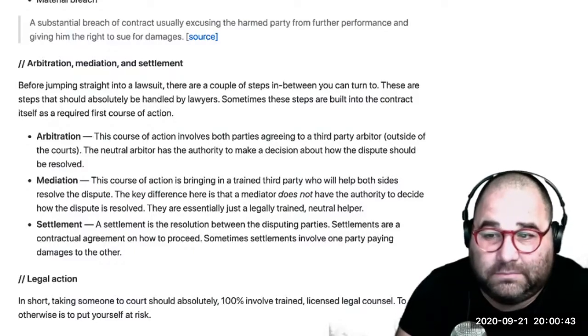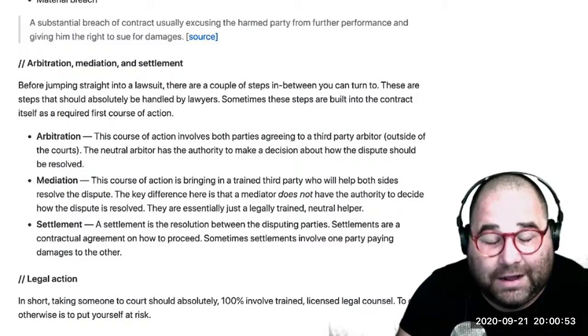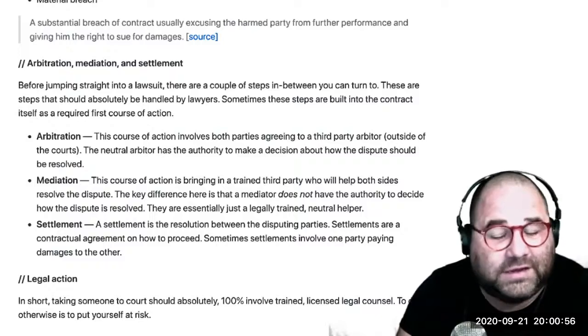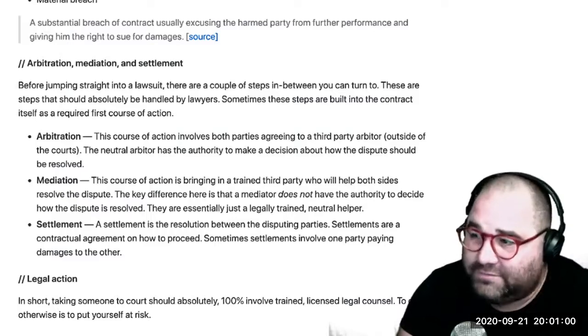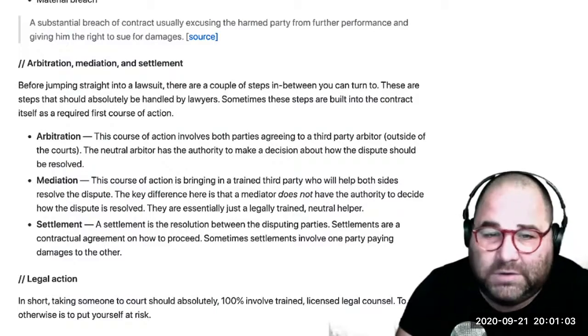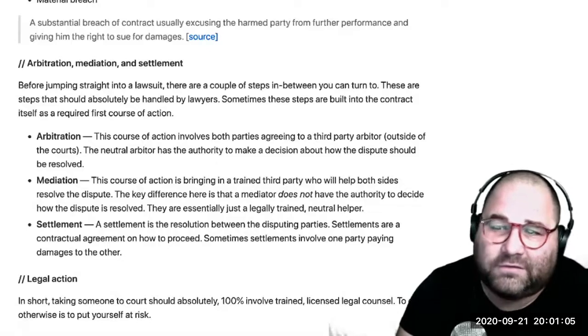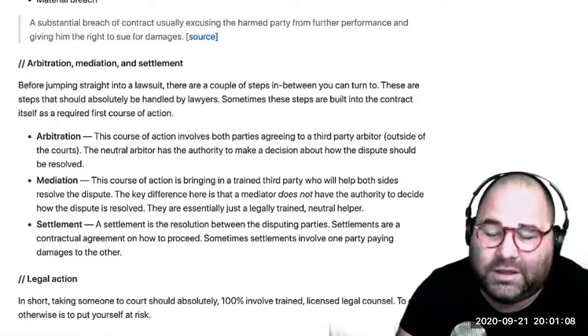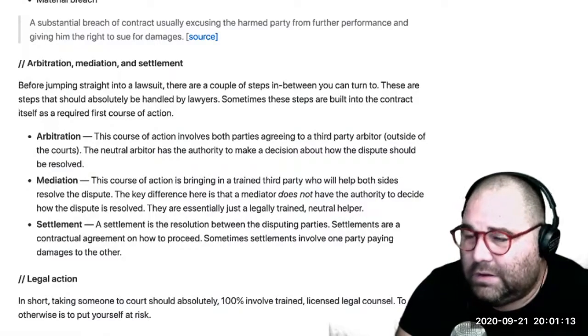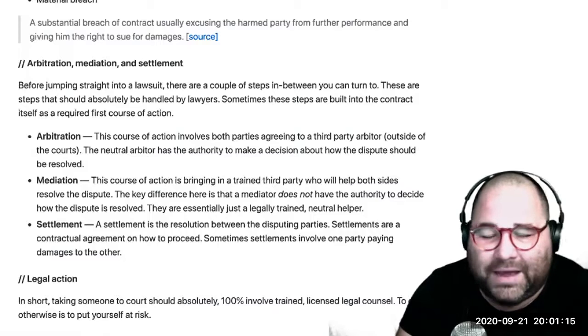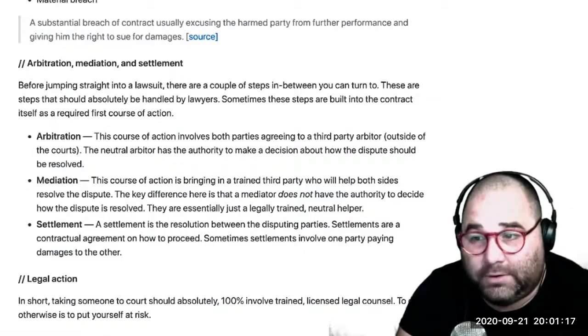Second, mediation. So this course of action is bringing in a trained third party who will help both sides resolve the dispute. The key difference here is that a mediator does not have the authority to decide how the dispute is resolved. They are just a legally trained neutral helper. This is what it sounds like. You and your friend get into a fight. Maybe someone comes in to help mediate the fight. They say, okay, let's listen to each other. What's a possible way that we can come to an agreement? A mediator is there to help you get to a solution, but it doesn't mean that you have to abide by their decision the way that you do with an arbiter.